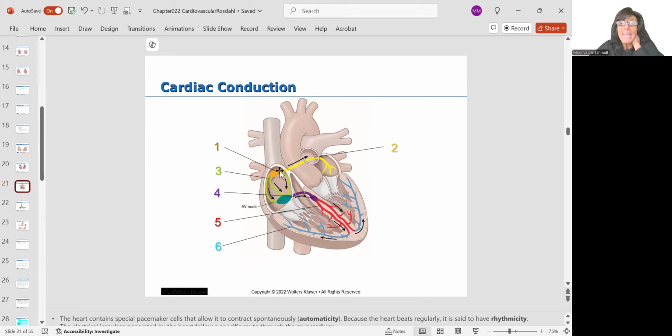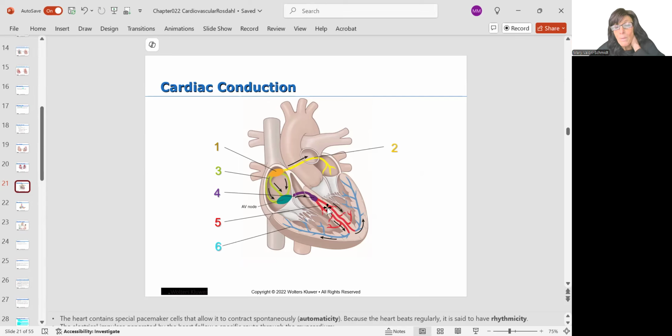Okay? If for some reason the SA node fails, you got your AV node, which is kind of in the middle, atrioventricular, AV. That can take over if there's a problem with that one. But the AV node, if it takes over, it's going to be able to beat about 40 to 60 beats a minute. It's enough to keep you alive. It's slow, but it's enough to keep you alive. It's enough to give you perfusion or enough blood flow so that you don't die.